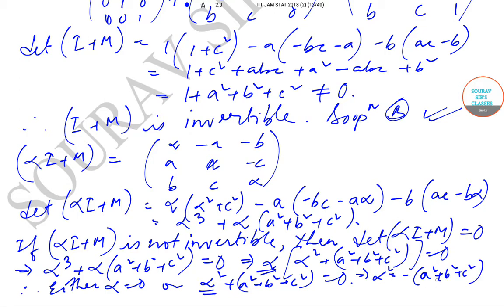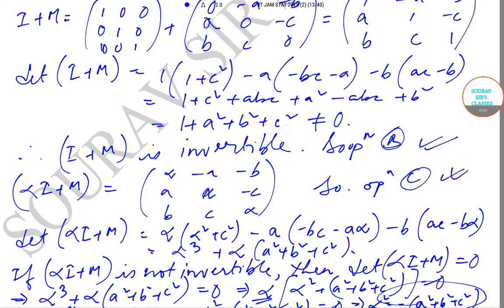Now A square plus B square plus C square is a positive number. So minus of this will be a negative number, and that will imply that alpha square is a negative number, which will only be possible if alpha is a complex number. So alpha does not belong to the real numbers in this case. Okay, so basically there exists no real alpha for which alpha I plus M is not invertible. So option C is also not correct.